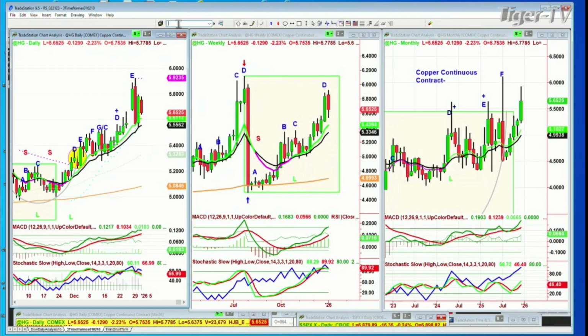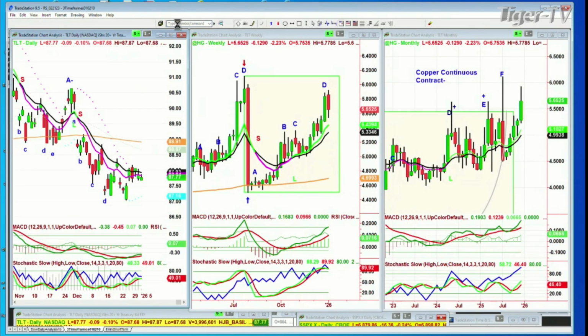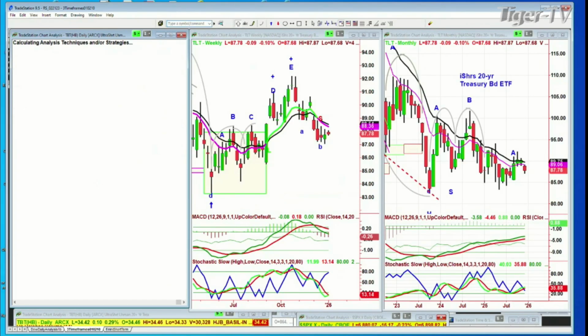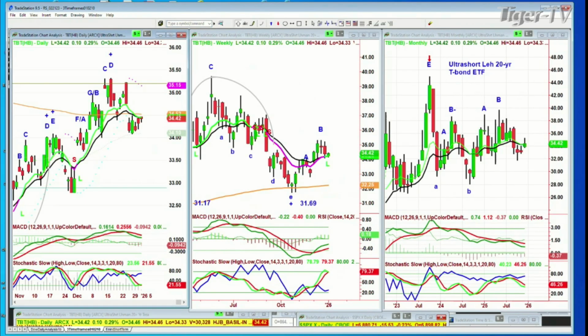Now let's go to the TLT. The TLT trading down 9 cents at 87.77. Dreaded H. And it has the arching over, but it's still holding quite well. So let's see with the TBT, which is the inversion. This is the yield itself at 3.442. That is the 20-year. It's not really 20, it could be 30 or 40, but it's called the Ultra Short Lehman 20-year T-bond ETF.